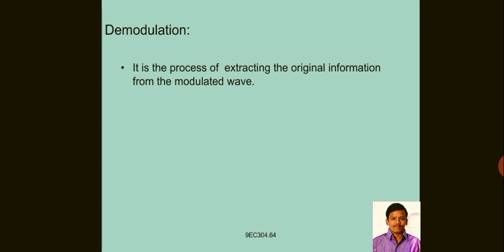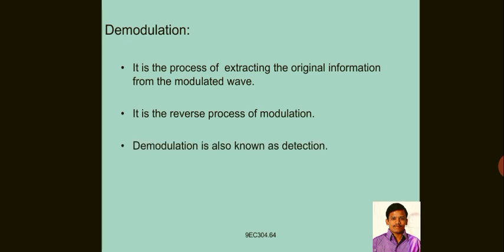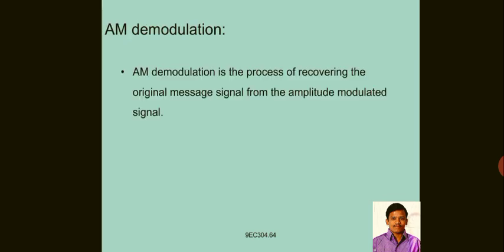That process is called demodulation, and it is the reverse of the modulation process, because in modulation we are adding the message signal with the carrier to travel a long distance, and similarly to reduce the antenna size. Because of so many advantages, we do the modulation at the transmitter, and demodulation is also called detection. Now we'll see AM demodulation, then we'll go for FM demodulation.